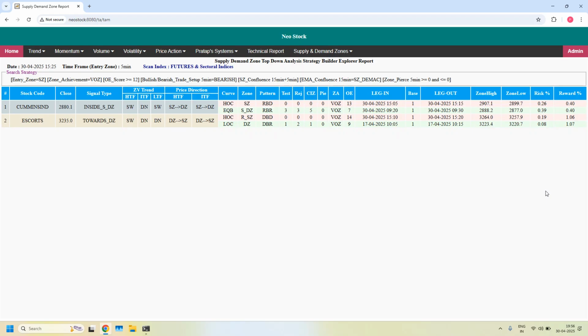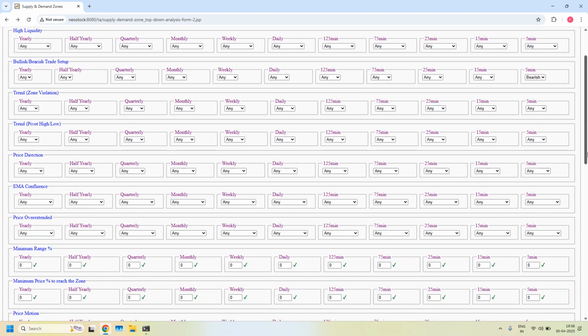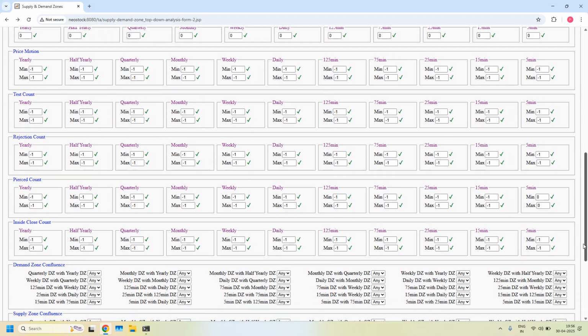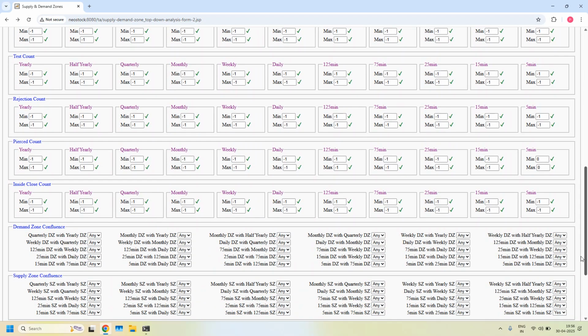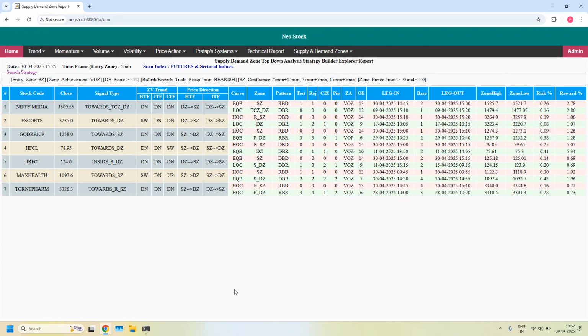But this is LTF and ITF supply zone confluence. Next we will look into LTF, ITF and even HTF supply zone confluence supported stocks. I am removing the EMA filter. In the supply zone confluence, 3 filters we have to set. First filter is already enabled, that is 5 minutes with 15-minute supply zone confluence. Next 5 minutes and 75-minute supply zone confluence. 15 minutes and 75-minute supply zone confluence. By enabling all the 3 filters, 5 minutes, 15 minutes and 75-minute supply zone confluence, we got 7 stocks.